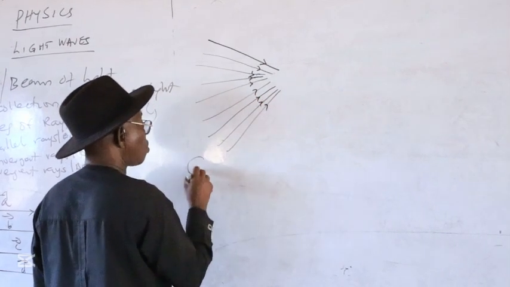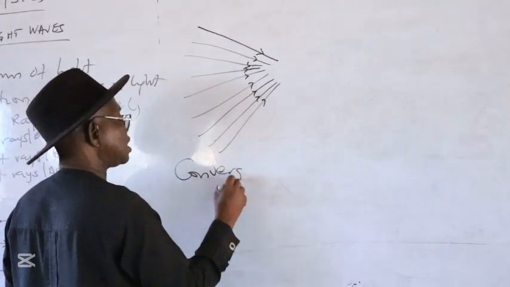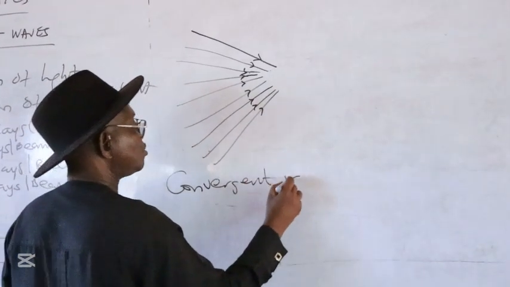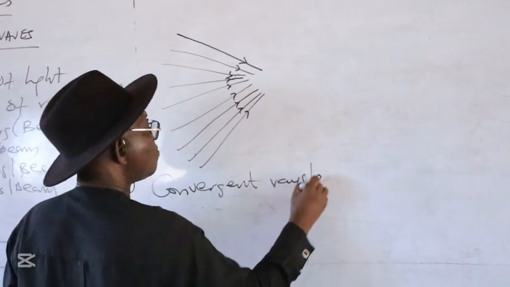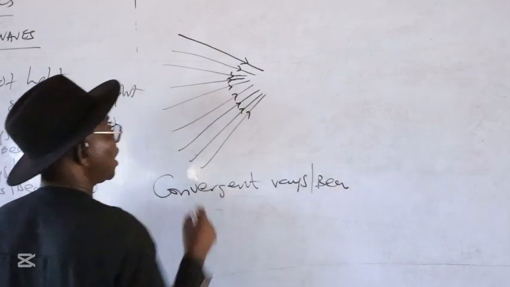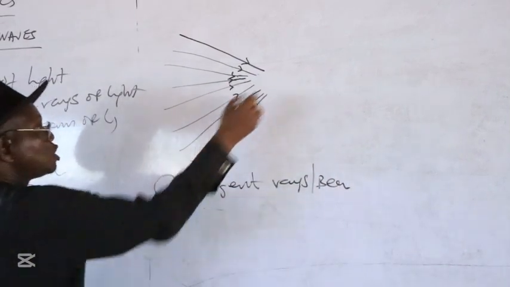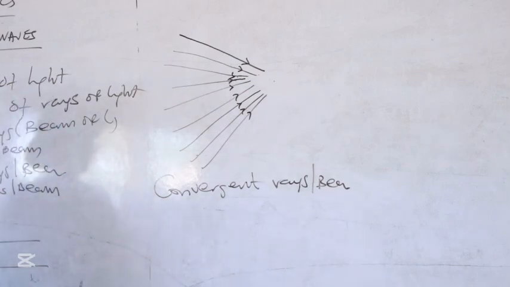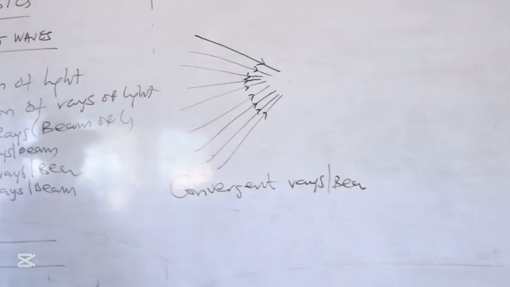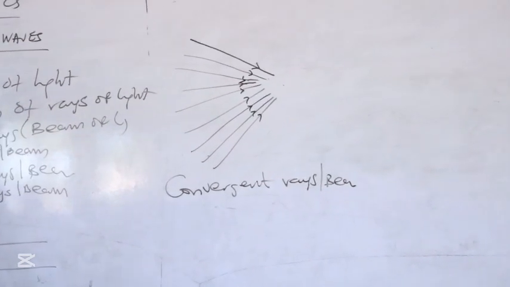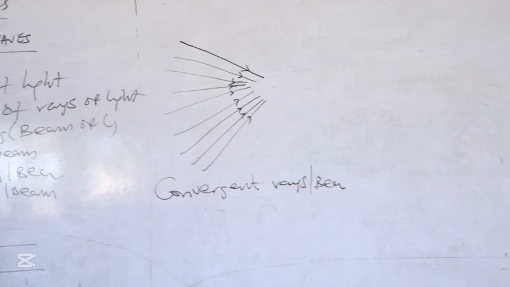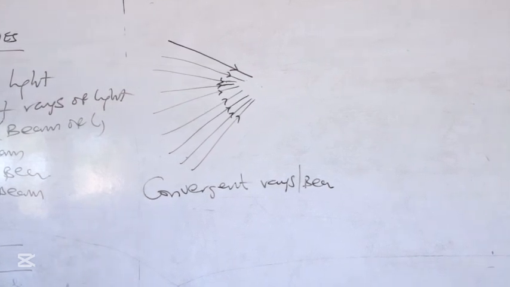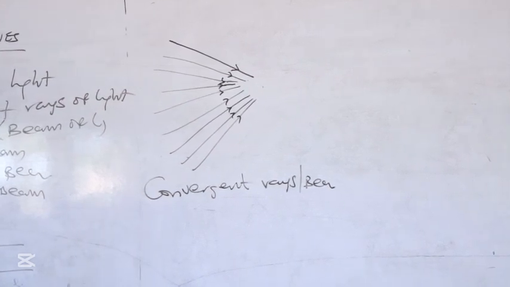When you prolong this, at a particular point, they meet. This is what we call convergent rays or beam of light. Of course, when you prolong, they will meet at a point somewhere here. These are called convergence beams. You can put it in a simple form: rays that can meet at a point are called convergence rays of light or beam.